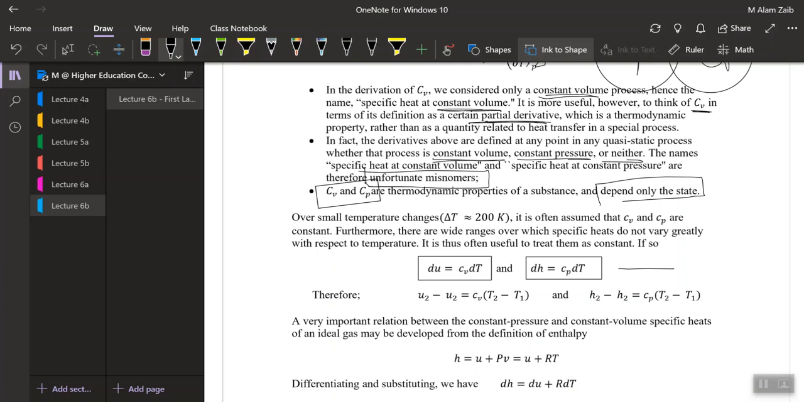You can use these equations in any process. It is not restricted to constant pressure and constant volume. It is not restricted to any path, but it is actually valid for any other process as well. For small temperature changes, like under 200 Kelvin, it is often assumed that Cv and Cp are constant. You can imagine Cp and Cv are constant.